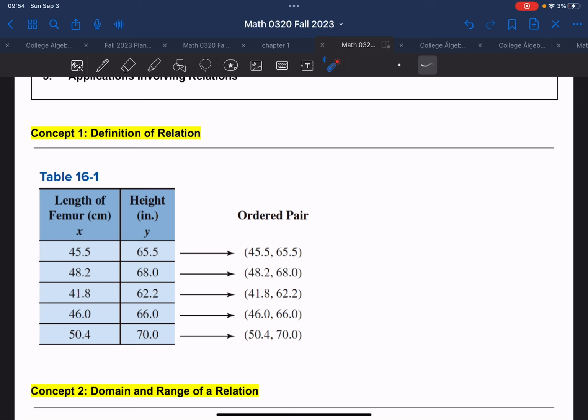So see here we have a table. This table is showing the relationship between the length of femurs and the height of an individual. We can take the data on this table and turn it into a point. So for example, the first information on this table, we have a 45.5 centimeter femur in relation to a 65.5 inch height. So how this is written is x comma y. So each of these points on the table can be written as an ordered pair x comma y. And these are the relations.